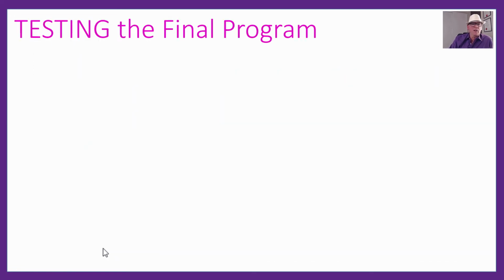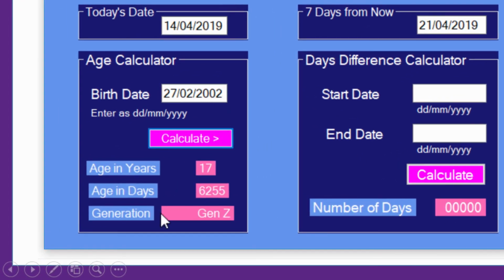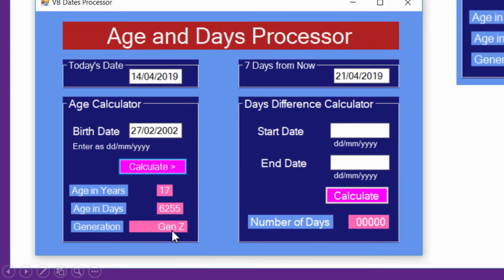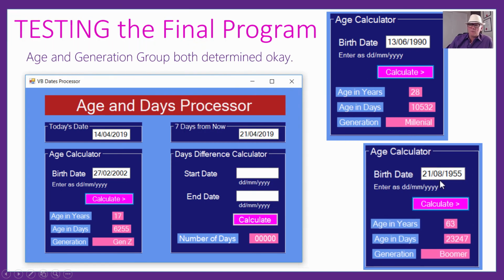So again, see the complete code for that. When we check that out, someone born in 2002, you can see their generation has come up as Gen Z, because after 1996 they should be a Gen Z. This person born in 1990 is actually 28 years old and they're a millennial. And this person born a long time ago, 10 years after World War II finished, is 63 years old.